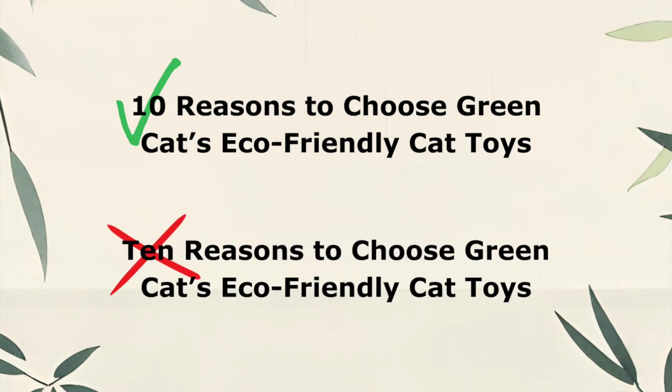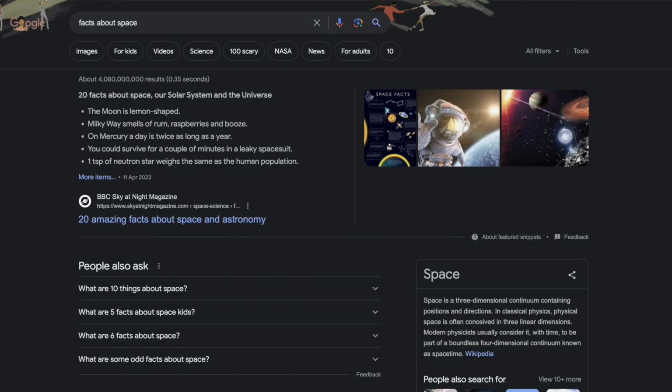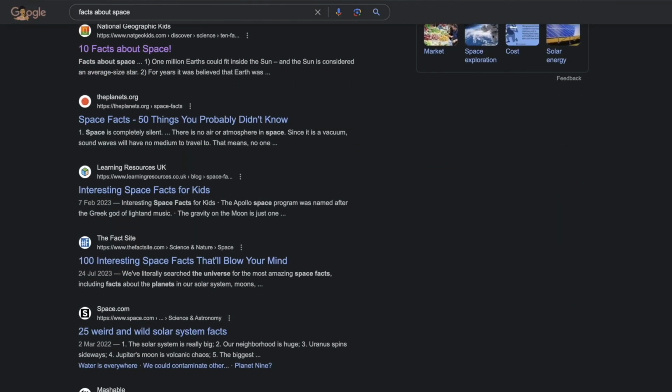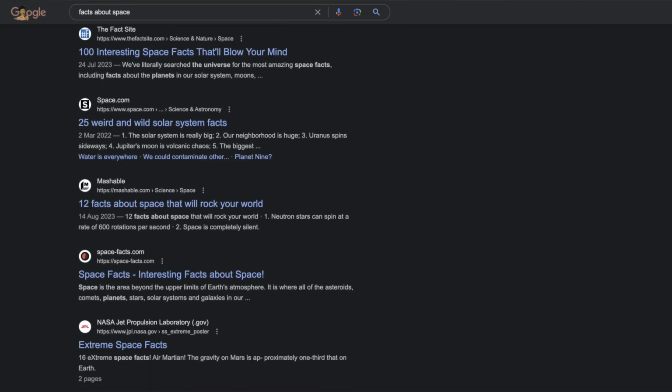Just be sure that your number is written as a numeral and not a word. Many studies have shown that when used in a headline or title, numerals are more attention grabbing. They also make titles shorter, so it's a real win-win. Look what happens if I type facts about space into Google. Pretty much every title result has a number in it. It's no coincidence. Lists of facts or tips are more clickable when you put a number next to them, regardless of what the number is.